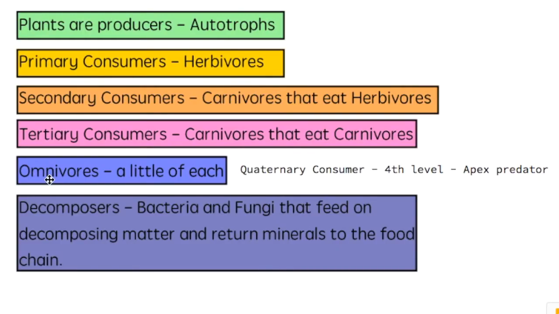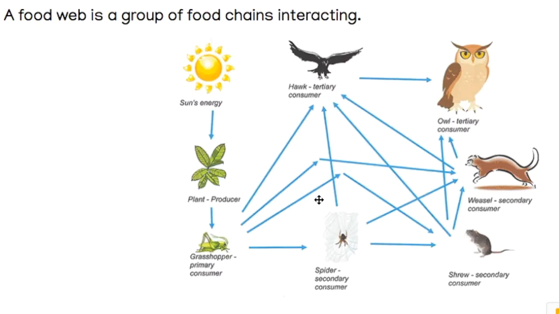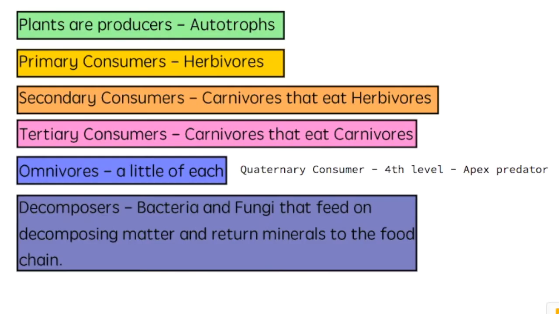Another term from today, we have omnivores. So humans are omnivores. We eat a little bit of each. Now, we don't tend to eat anything in this picture, but we eat plants, we eat animals. I would actually put humans here on the secondary consumer line, which we'll talk more about next week. But humans are omnivores and carnivores that eat herbivores and plants. We don't tend to eat any tertiary consumers.